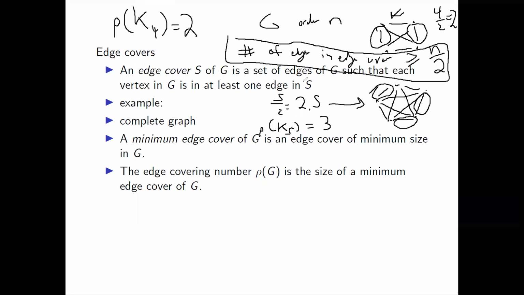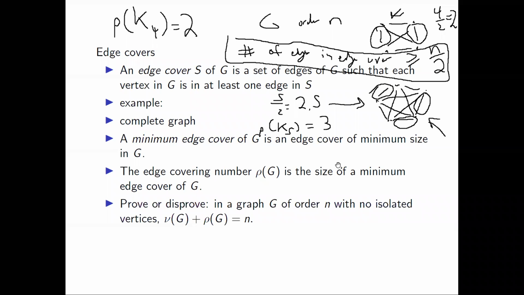With the K5, we know its edge cover number had to be at least 2.5, and that means it has to be at least 3, because it can't be a half integer. And we showed that we can attain it with 3. We can find an edge cover of size 3 that contains all the vertices. So that means that the edge cover number of K5 is 3.